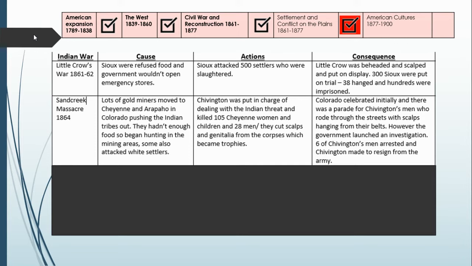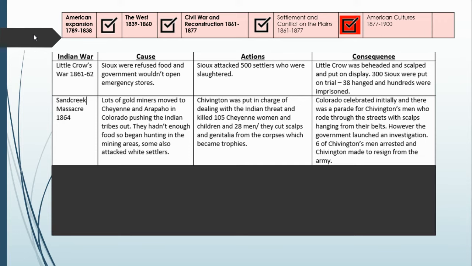So the actions, we have Chivington, who is a white American general. He's put in charge of dealing with the Indian threat. He kills 105 Cheyenne women and children and 28 men. They cut scalps and genitalia from the corpses, which became trophies. So again, very violent reaction from the white Americans.